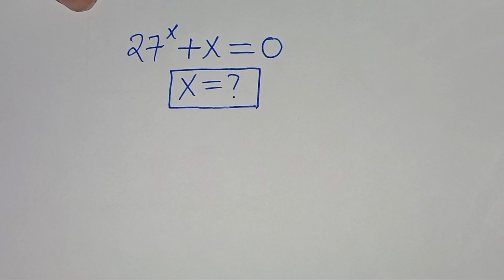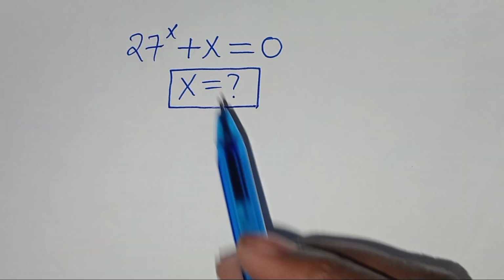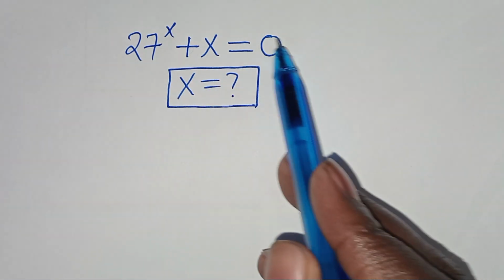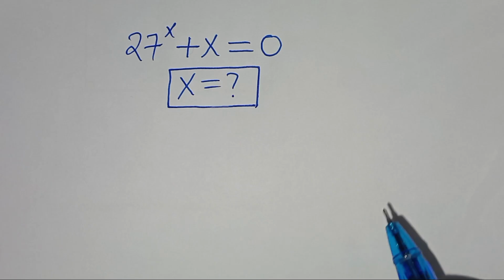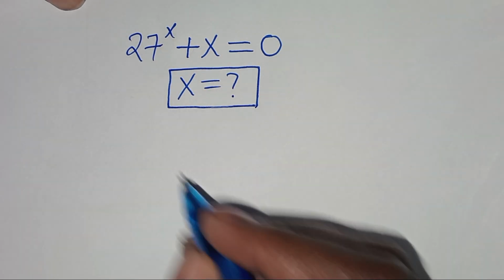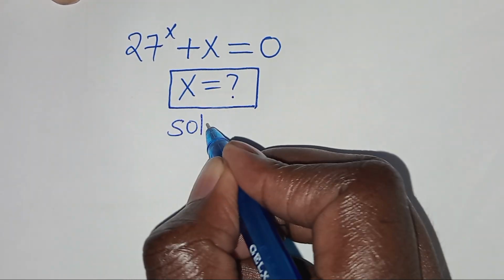Hello everyone, you're welcome to solve this nice algebra problem, which is 27 raised to power x plus x, equal to 0. What is the value of x? Now, we are going to solve this problem by applying two methods. Let's present a solution here.